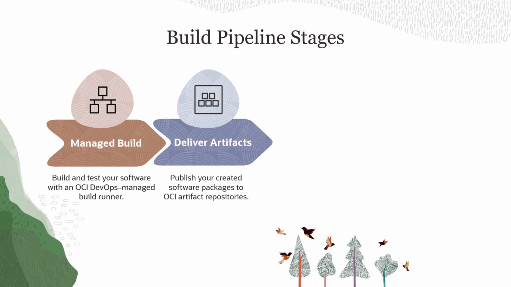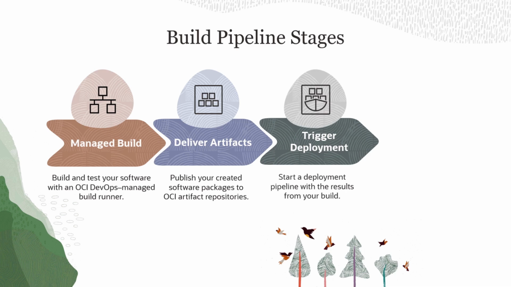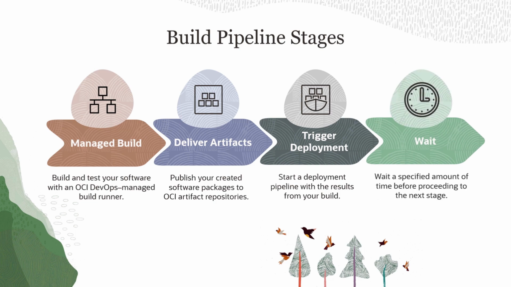Deliver artifact stage publishes your created software packages to OCI artifact repositories. Trigger deployment stage starts a deployment pipeline with the results from your build. And the wait stage allows for a specified amount of time before proceeding to the next stage. It can be used at any point in the pipeline. Let's take a look at each of these build stages in more detail.